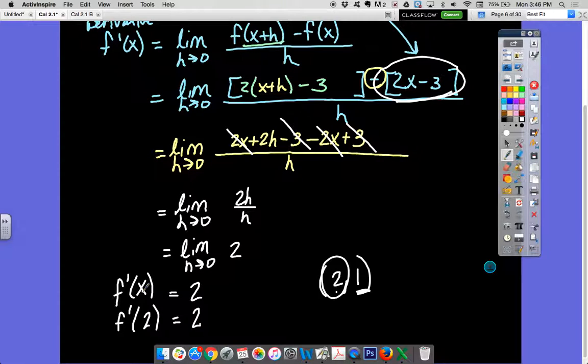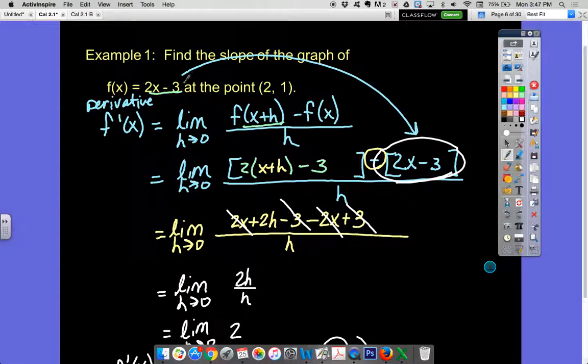This is saying that since your derivative is a constant, it doesn't matter what value you put in for x, you're always and forever going to get a slope of 2, which should make sense because what kind of function did you start with? Oh, it's a linear function. Linear functions have the same slope no matter where you are. So that should make sense.